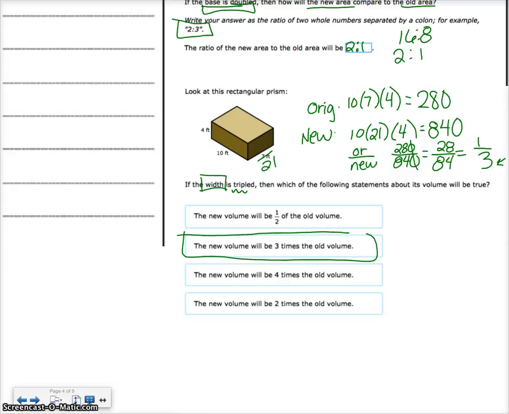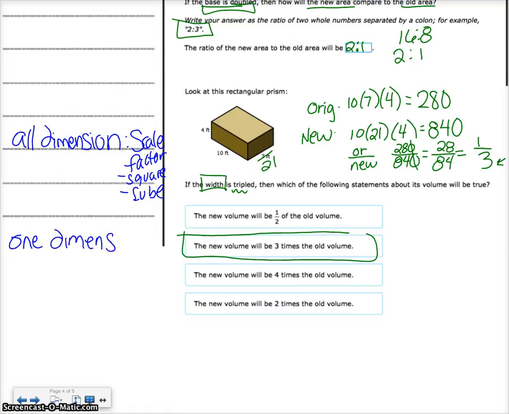So just to summarize here, if we are changing all dimensions, that is when you use your scale factor. So your scale factor, and sometimes you square it, and sometimes you cube it, depending on what you're talking about. If you're changing one dimension, you just can analyze how that changing one dimension affects it. So we did original is to the new. Original is to the new when there is one dimension.